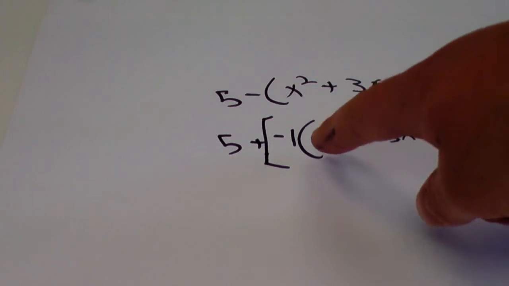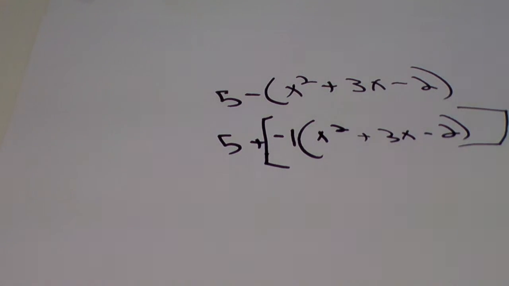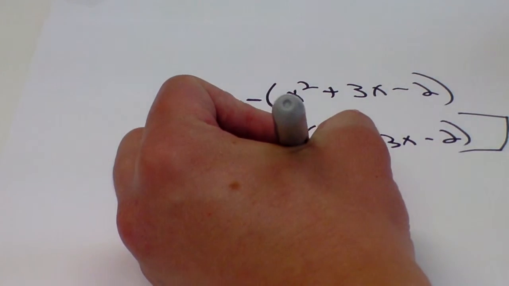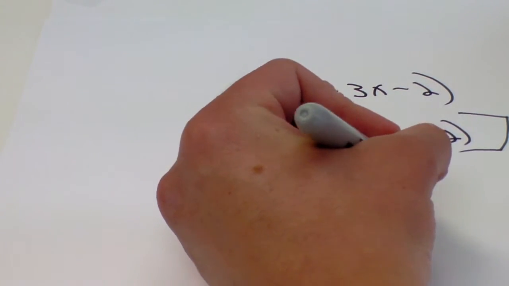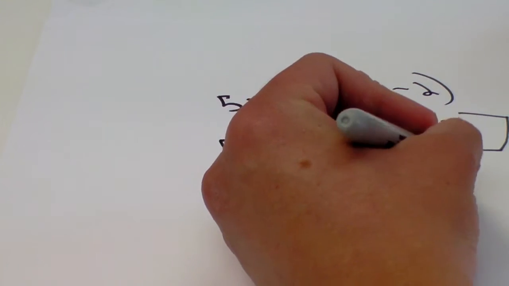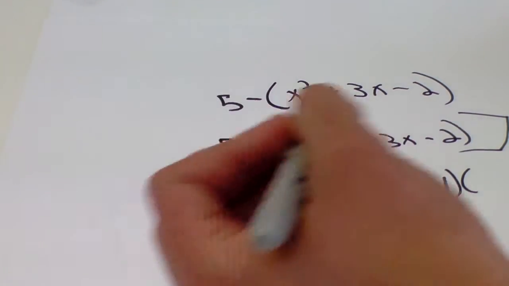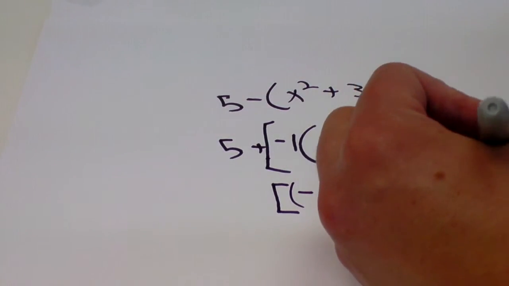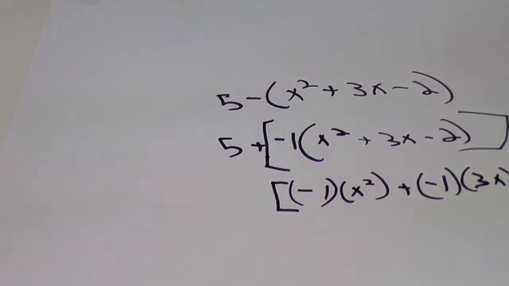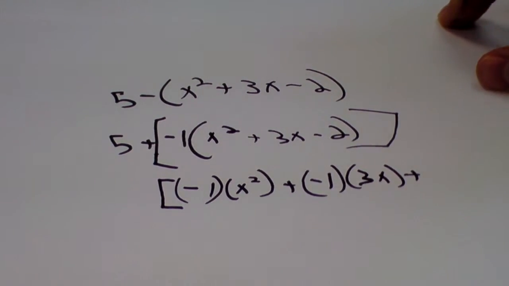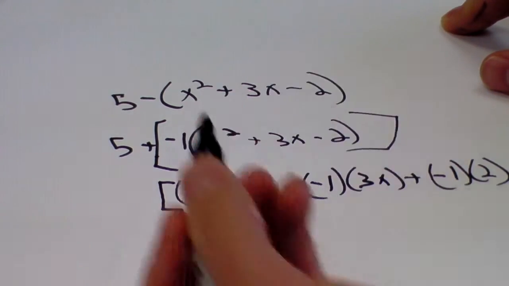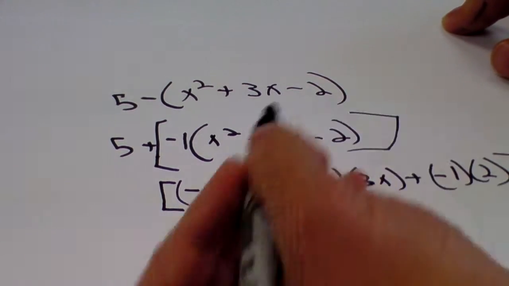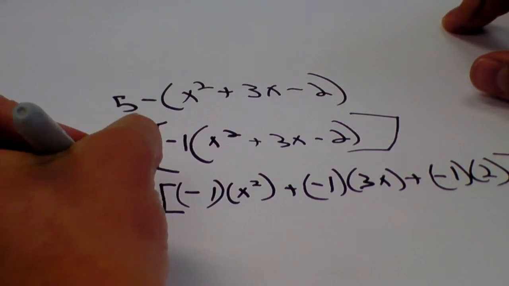And then we can take this negative 1, and we can go ahead and apply the distributive property to that, and say this is negative 1 times x squared plus negative 1 times, here I'll put a parentheses there too, negative 1 times 3x plus, I'm out of room, plus negative 1 times 2. Alright, and we've got 5 plus this whole thing.